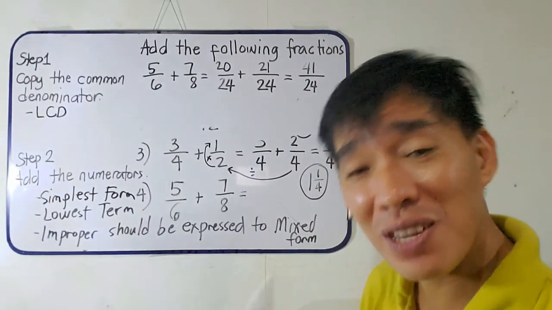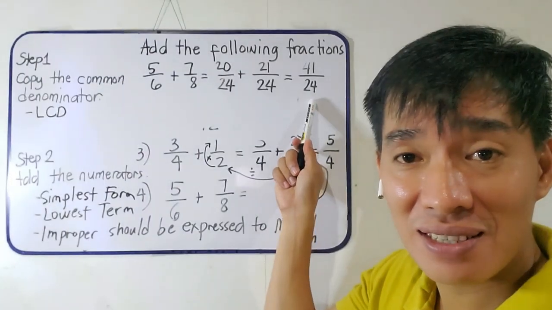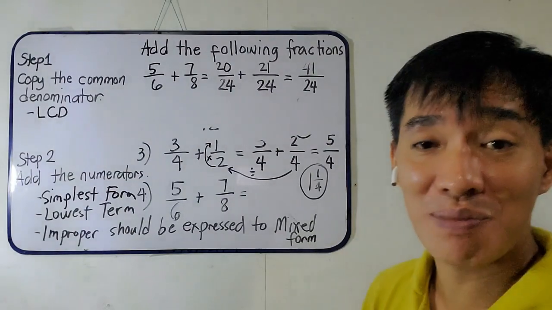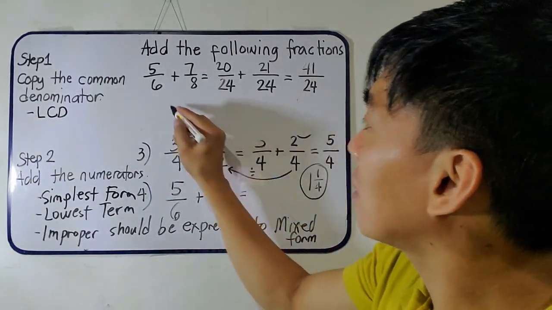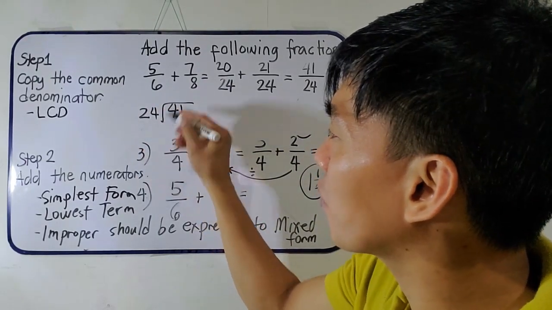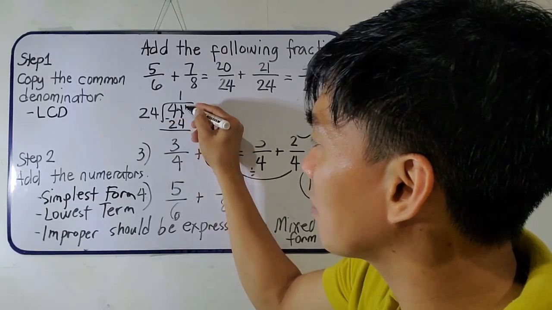Okay. Question. What kind of fraction is this? This is an improper fraction. So improper should be expressed in mixed form, just to make it clear. So 41 divided by 24. How many 24 can we get from 41? I think it's just 1. Then 24 from here. If you subtract, this will become 11.